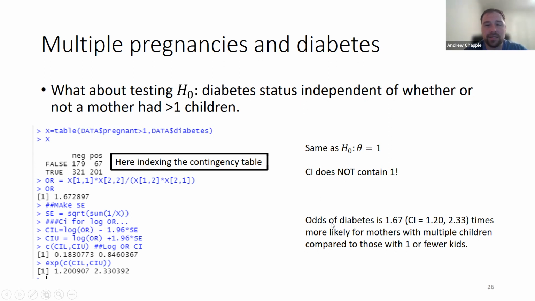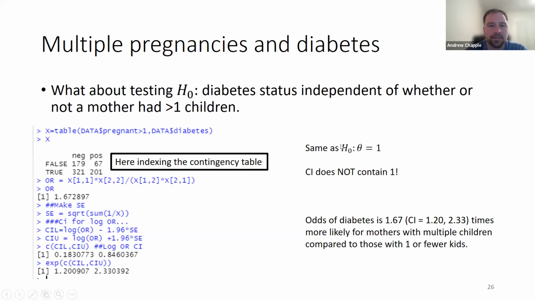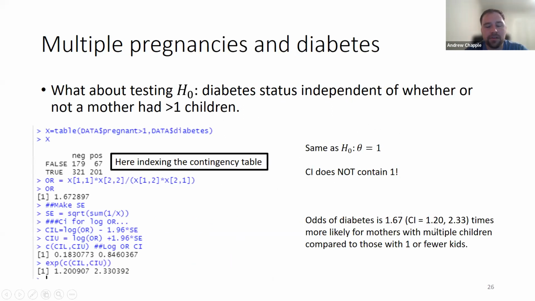So what does this say? This says that the odds of diabetes is 1.67 times higher for mothers with multiple children compared to 1 or fewer, and my 95% confidence interval is 1.2 to 2.33. Also, I'm testing whether the odds ratio equals 1. I'm also testing independence. Here, my confidence interval for my odds ratio does not contain 1, which means that I would reject that null hypothesis.